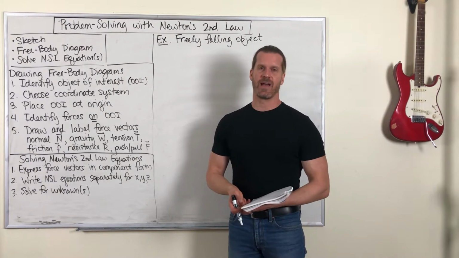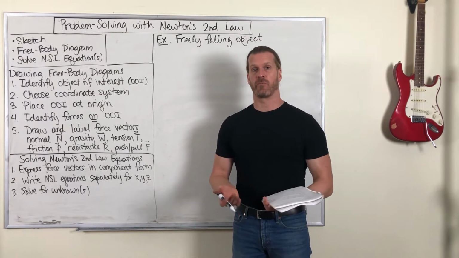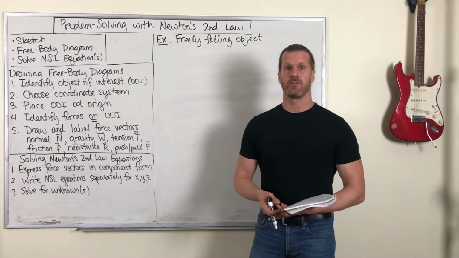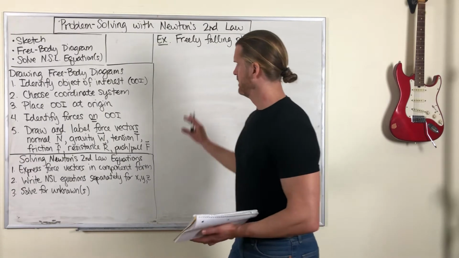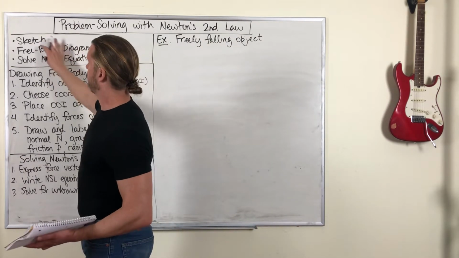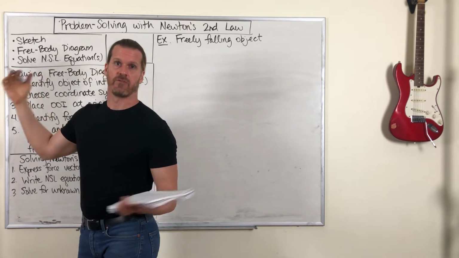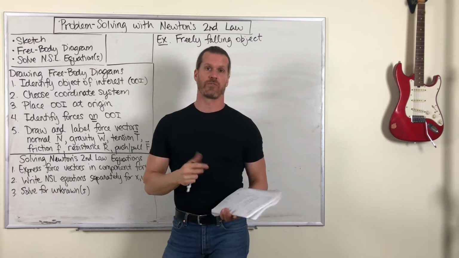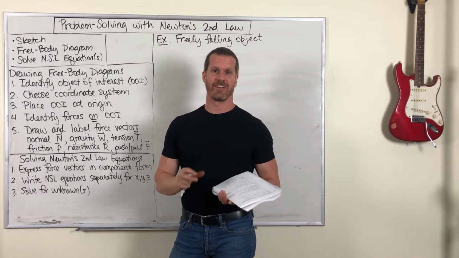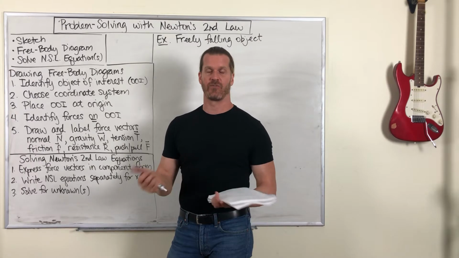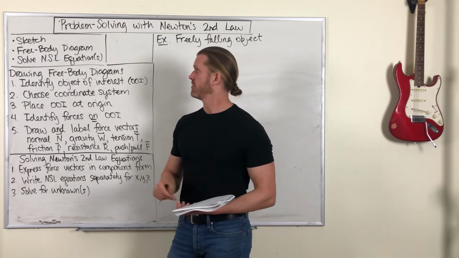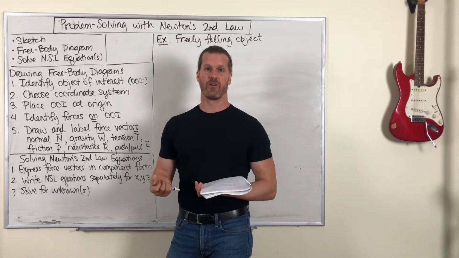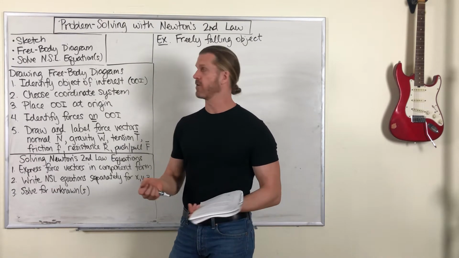Just as we did with kinematics, we'll have a problem-solving procedure to use with Newton's second law problems. Let me show you how it works. Generally, you want to do these three main steps. Draw a sketch of the situation, then draw what's called a free body diagram. This is like a technical diagram in physics that shows all the forces acting on an object. And then write down and solve the Newton's second law equations for whatever unknowns you're looking for.